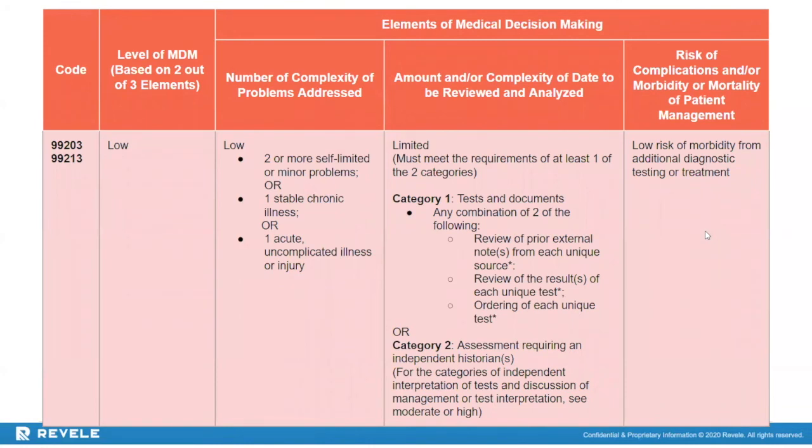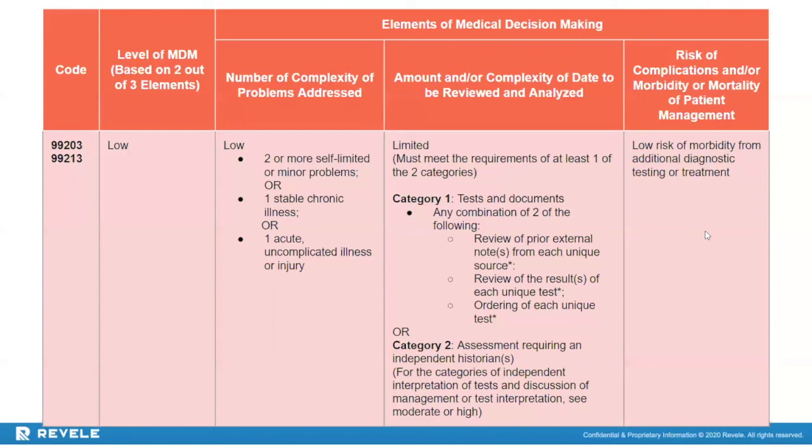Here are the components for levels 99203 through 99213. For the number and complexity of problems addressed, low would be two or more self-limited or minor problems, or one stable chronic illness, or one acute uncomplicated illness or injury. This is why it's going to be very important for our providers to start using these terms, chronic and acute.